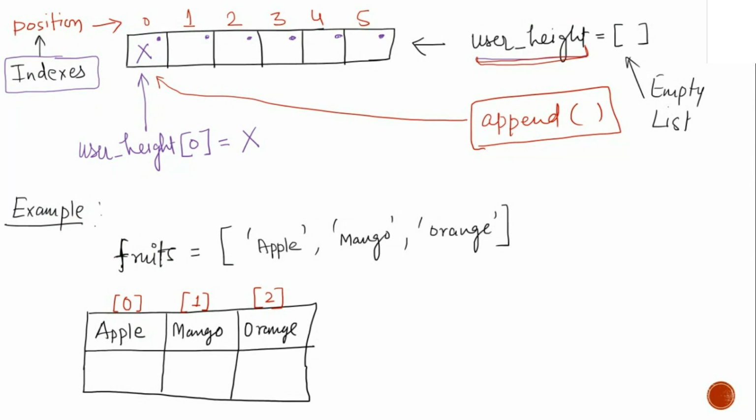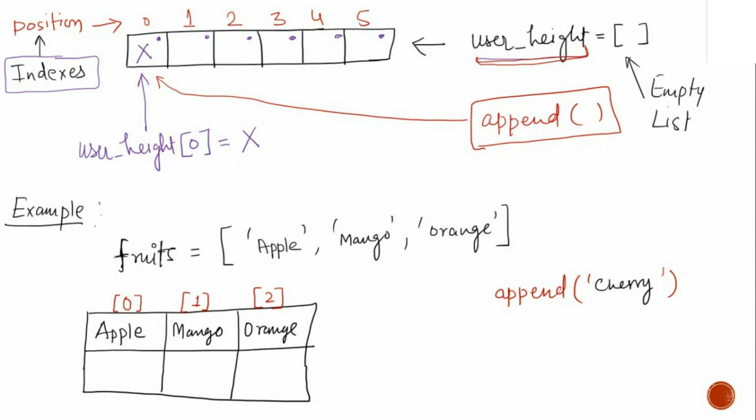Now suppose I want to append another fruit to it, how will I append it? Let's say I use the function append. What do I want to append? Let's say another fruit name, maybe cherry or banana, whatever you want. Let's say cherry. Right now what is happening is that I have used this function append.